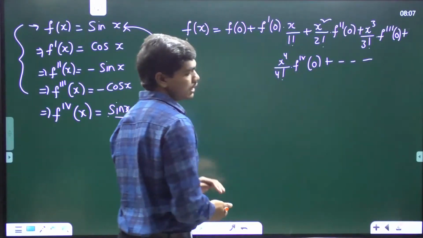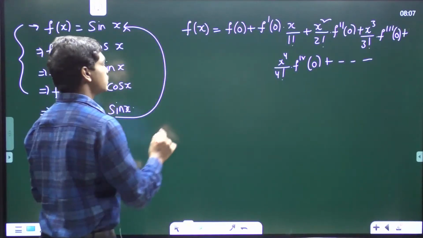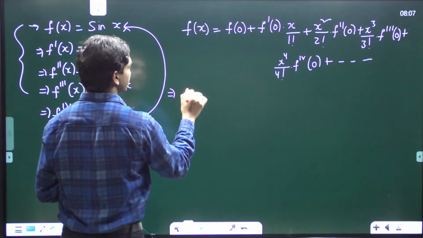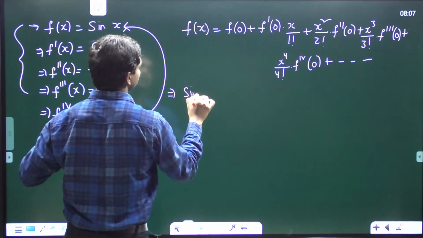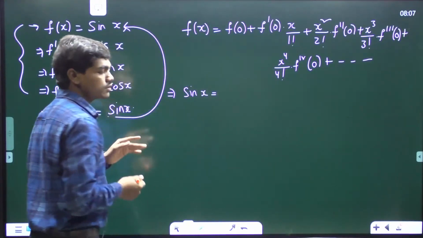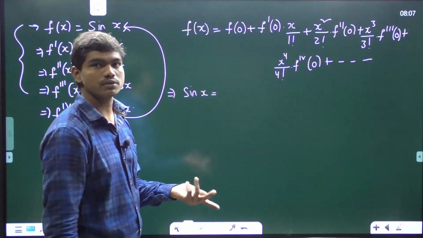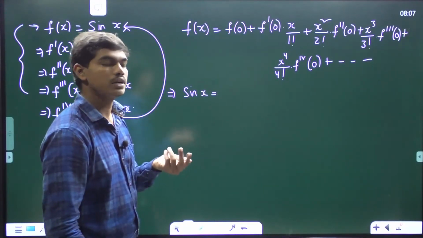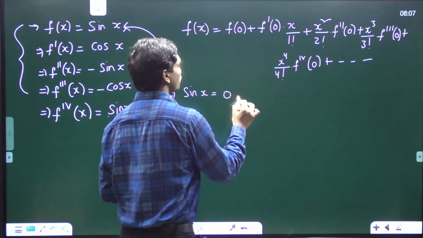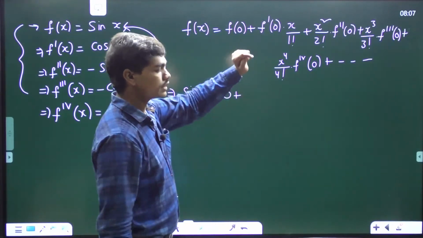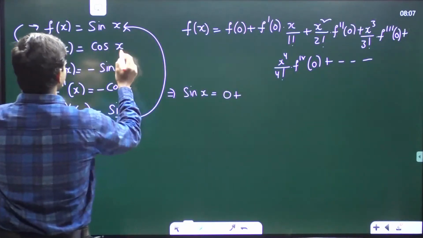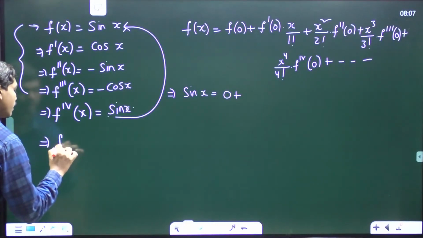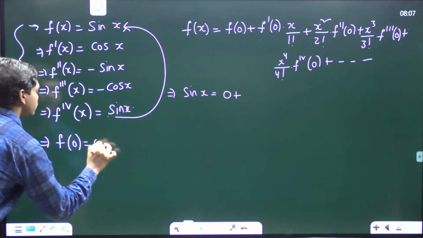Correct? Now if you put x is equal to 0 here, what is f of x? Sin x. Basically that's what we have assumed here. So sin x is equal to f of 0. If f of x is sin x, what is f of 0? Sin 0. And what's the value of sin 0? It's 0. Correct? So 0 plus, now f dash of 0. What is f dash of x? So basically we have f of 0 is equal to 0.